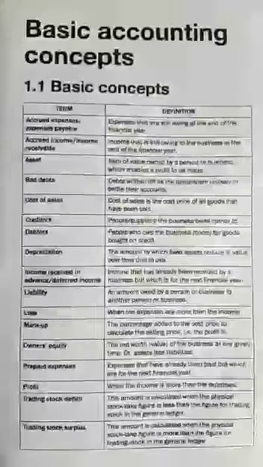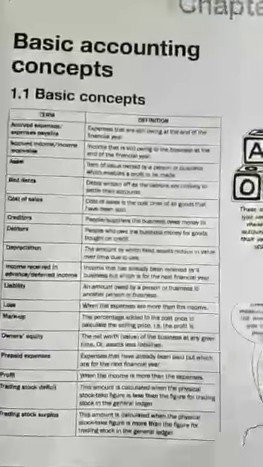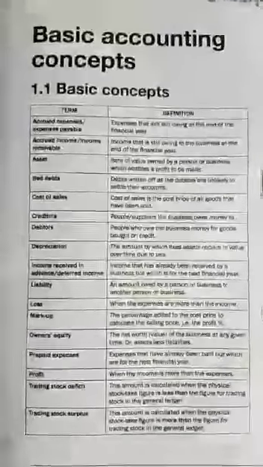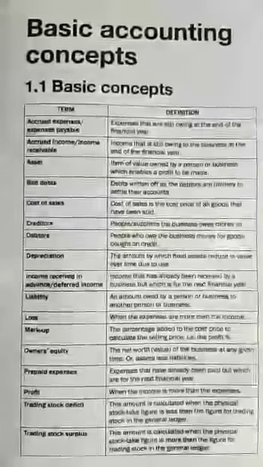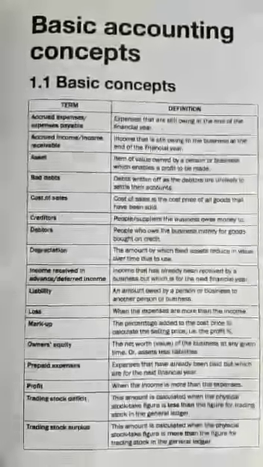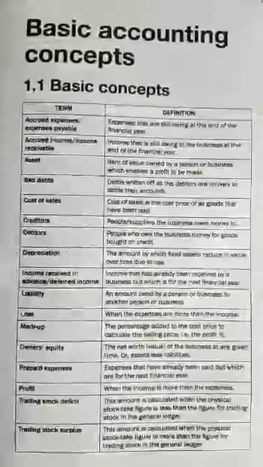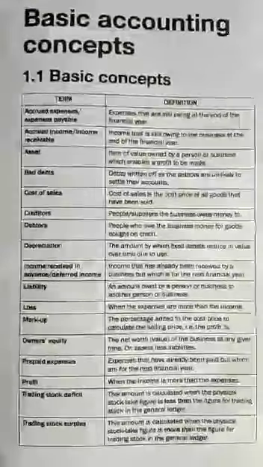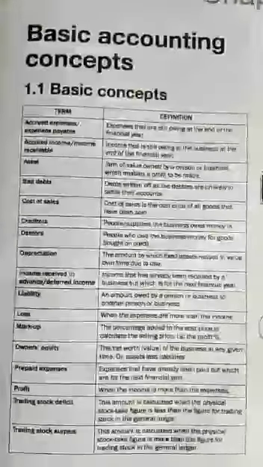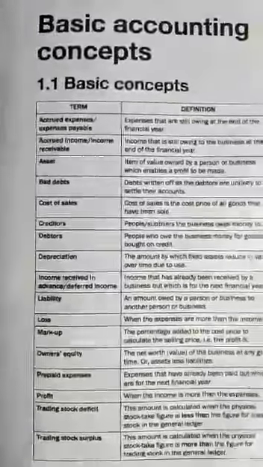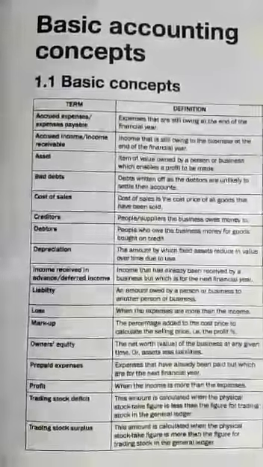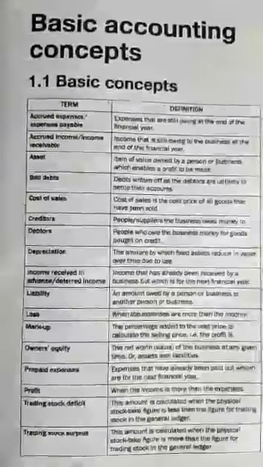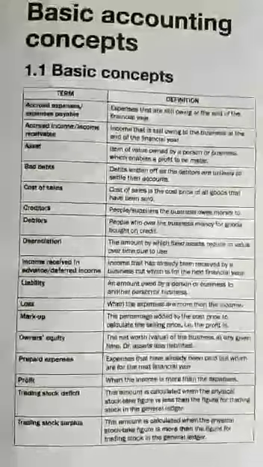Another term is income received in advance, or deferred income. Income that has already been received by a business, but which is for the next financial year. Let's say we are renting out land and buildings, or a vehicle, or something else that belongs to the business, and we receive that money in the current financial year when it should have been received for the next financial year. That amount will fall under income received in advance.